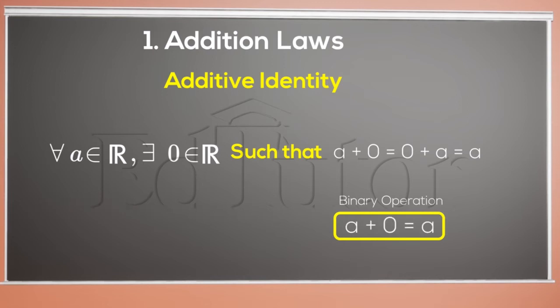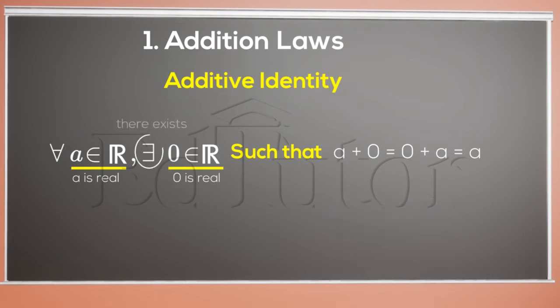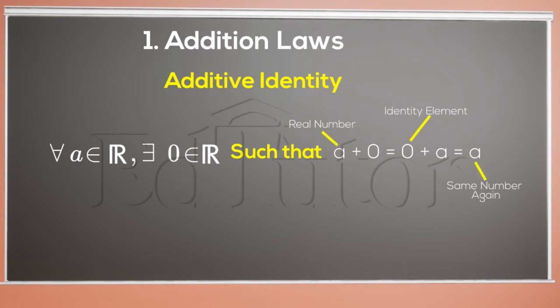By recalling previous lessons, we can tell without a doubt that this is a binary operation, right? Therefore, the conditions of binary operation apply here too. That is, both the operands a and 0 belong to the same set of real numbers. Next is this symbol. We already know that it means for all, while this new symbol means there exists.